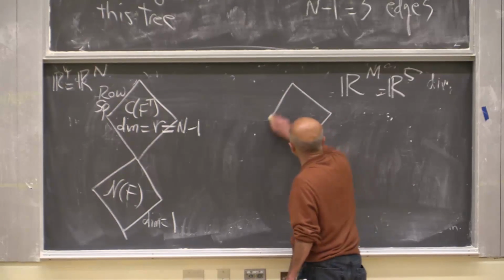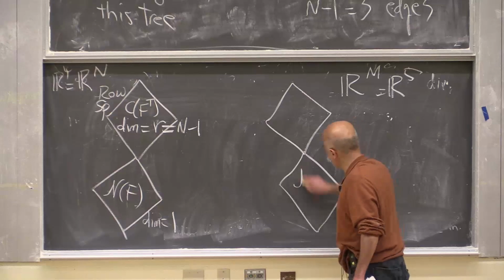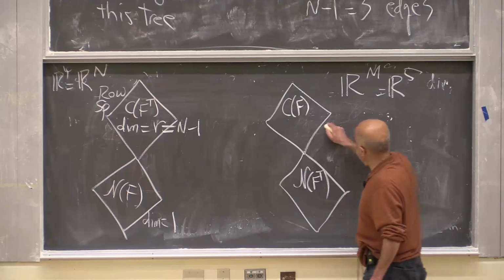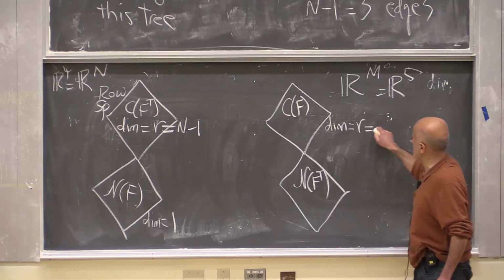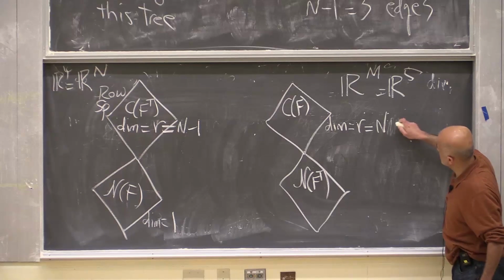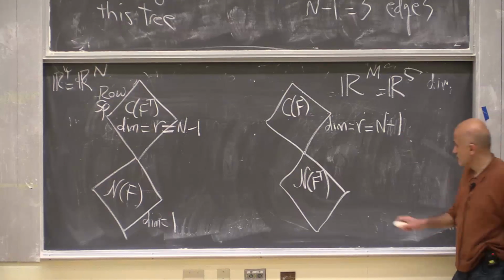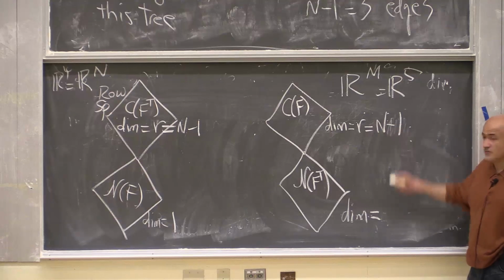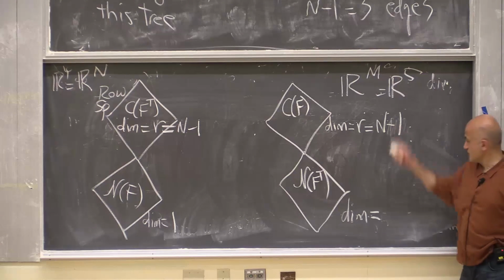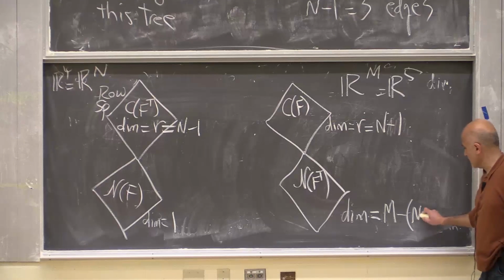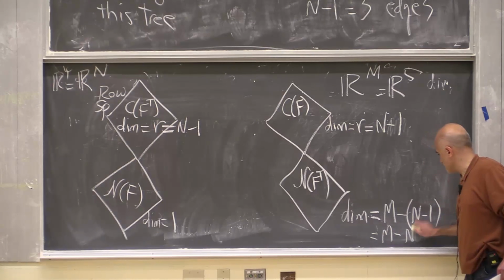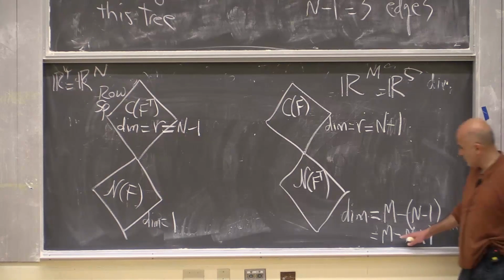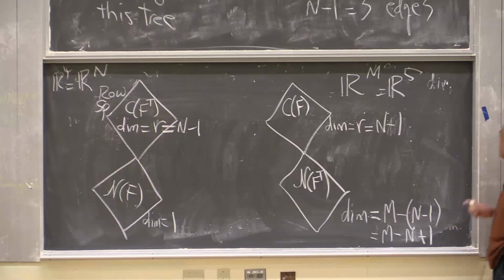On this side, you have the left null space, and you have the column space. The column space, its dimension is, of course, the rank of the matrix, which is n minus 1. So what does that make the dimension of the left null space? These two must add up to what? m. So the dimension of this is m minus (n minus 1), which is m minus n plus 1. And there is something special about that number as well. If you compute this number for our particular graph, what do you get?